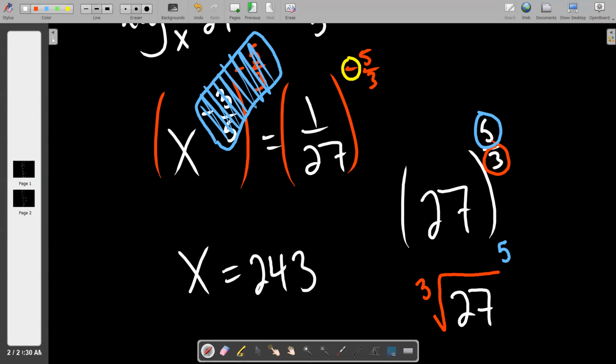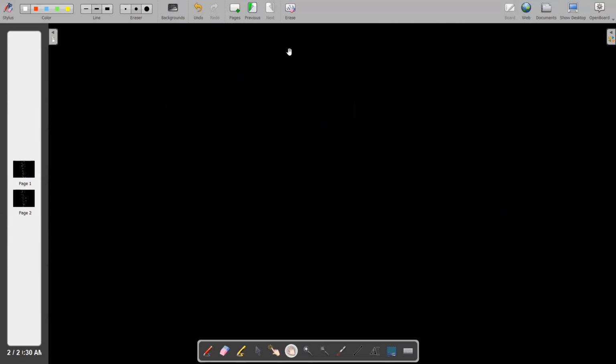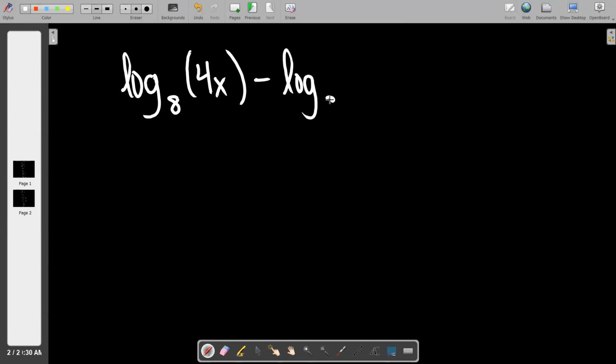Let's do some more equations. Let's do log base 8 of 4x minus log base 8 of 5 equals 2. I just called an audible and wrote this one because I realized we should have one like this. So this is kind of a warm-up-y thing.